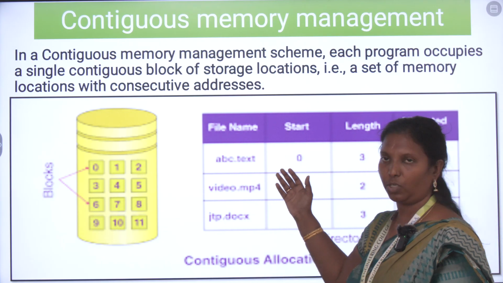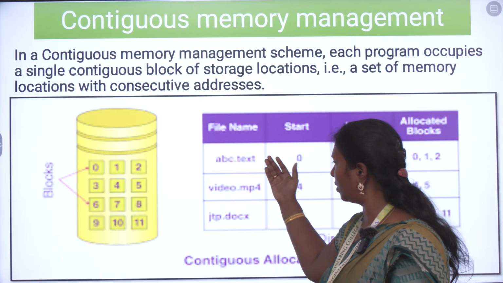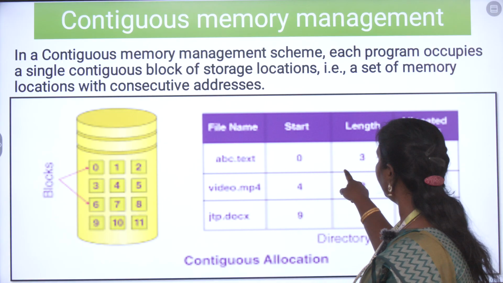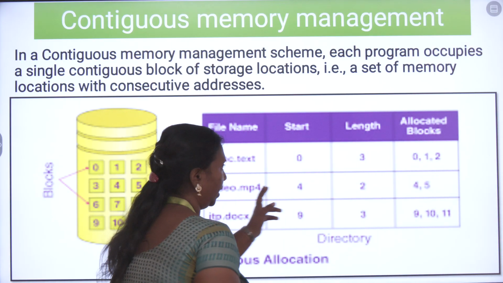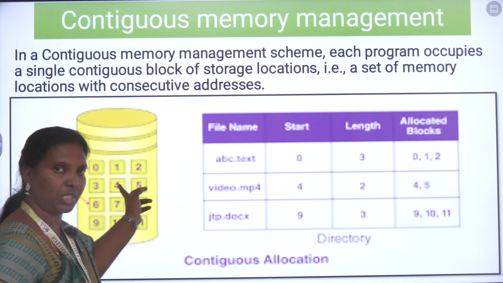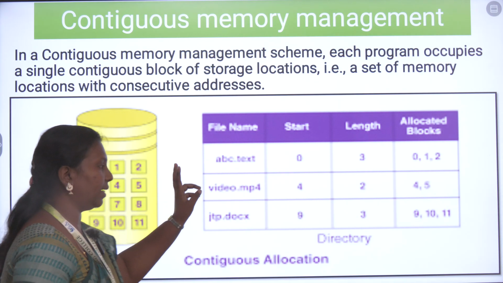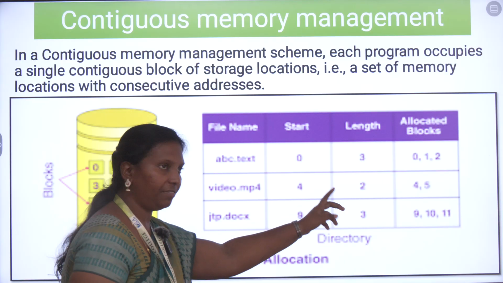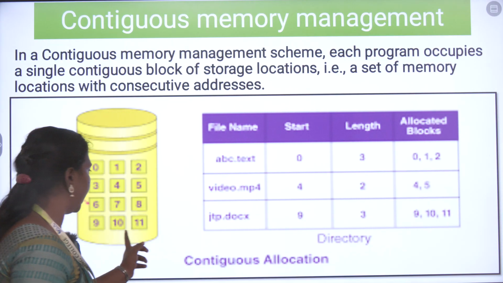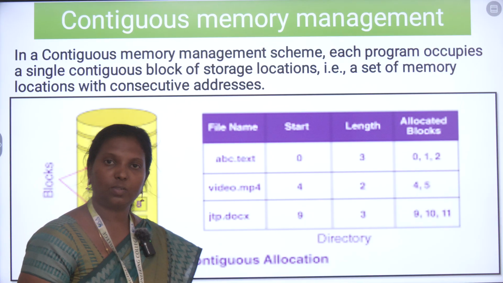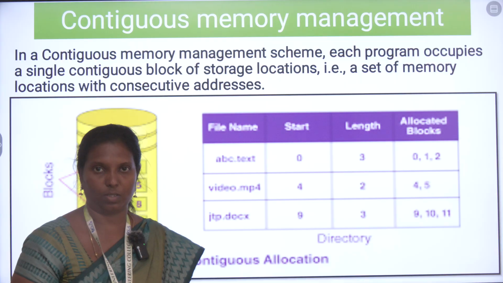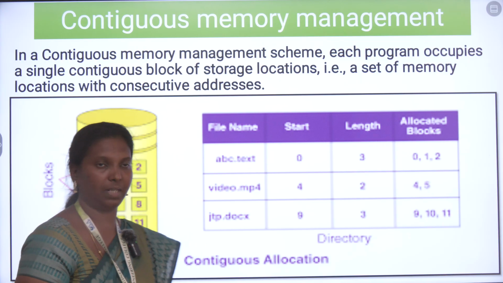Here I am just giving you three examples: one is a document, one is a memory unit and video, and one is a document, and here they take a continuous allocation of blocks from 0, 1, 2. So in this picture, 0, 1, 2 is getting engaged with the first file, the second, 4, 5, is getting engaged with the video, and 9, 10, 11 is getting engaged with the document file. So 3 different formats in the same memory unit, but in different blocks. This is the contiguous memory allocation.